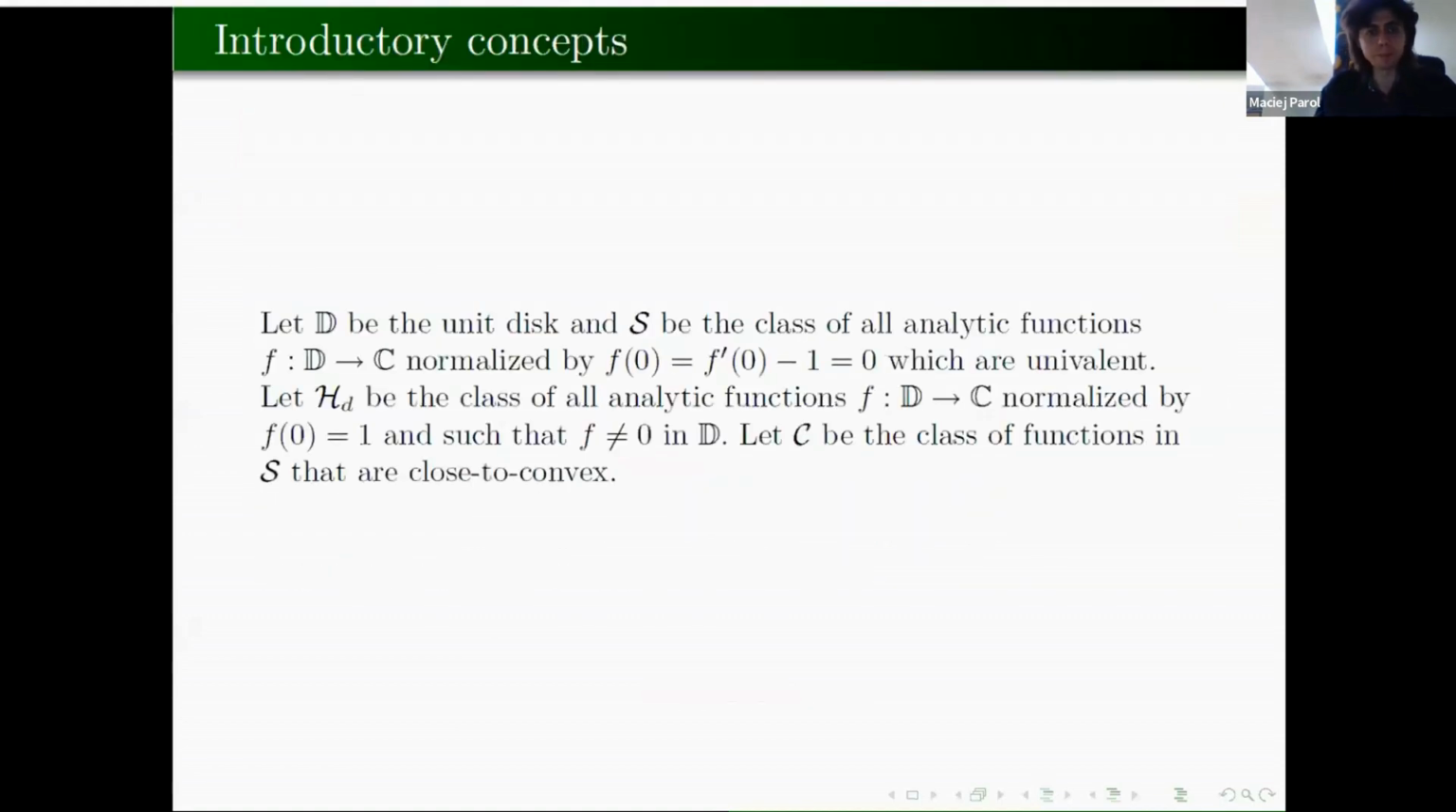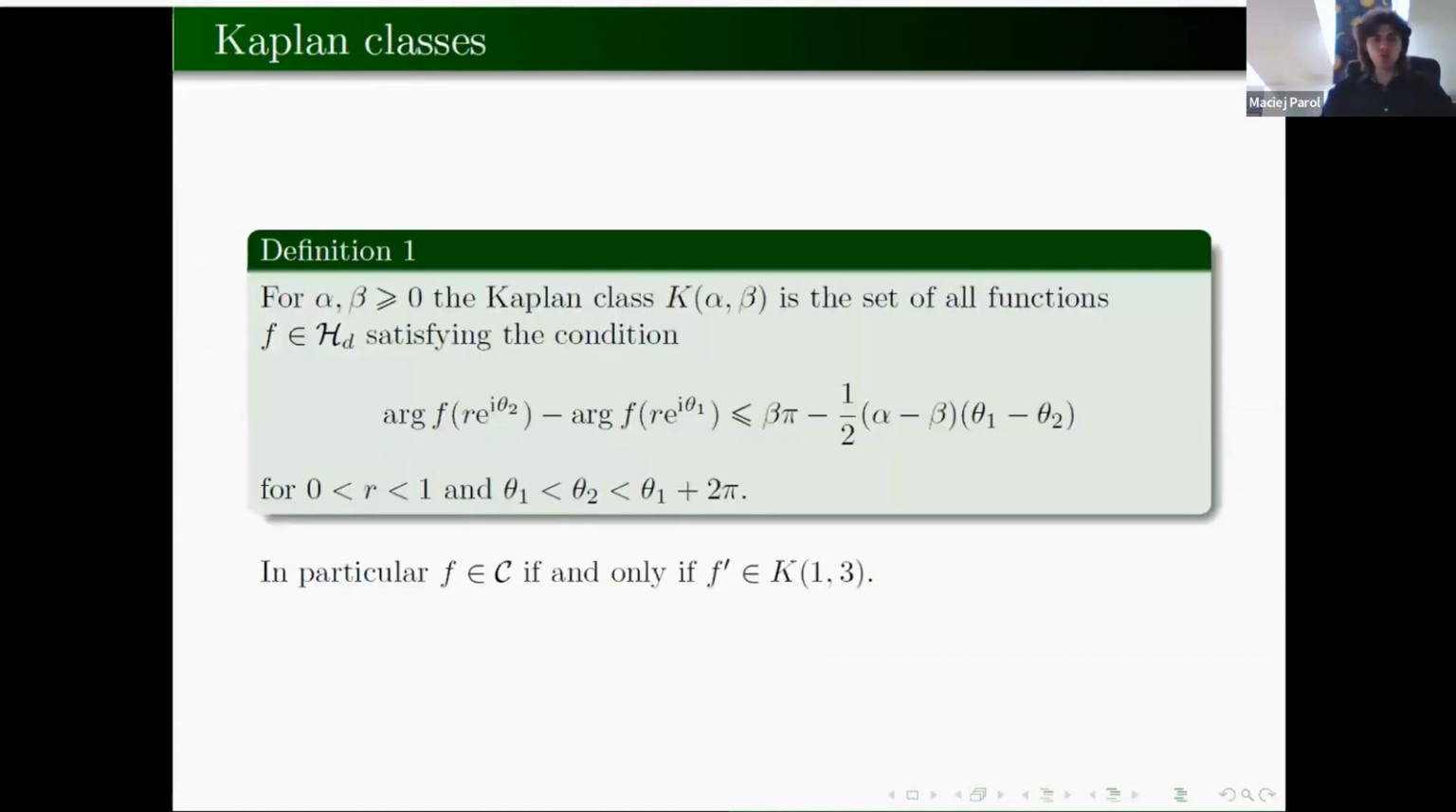So let D be the unit disk, and S be the class of all univalent functions with normalization f of 0 is equal to 0 and f prime of 0 is equal to 1. And the class HD is the class of all analytic functions with another normalization f of 0 equals 1 and f is not equal to 0 in the unit disk. And the last class is the class C, and this class is the class of all close-to-convex functions. And definition 1.